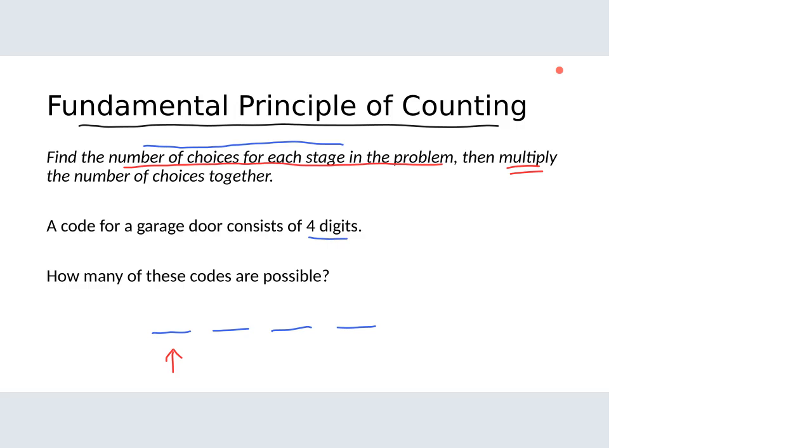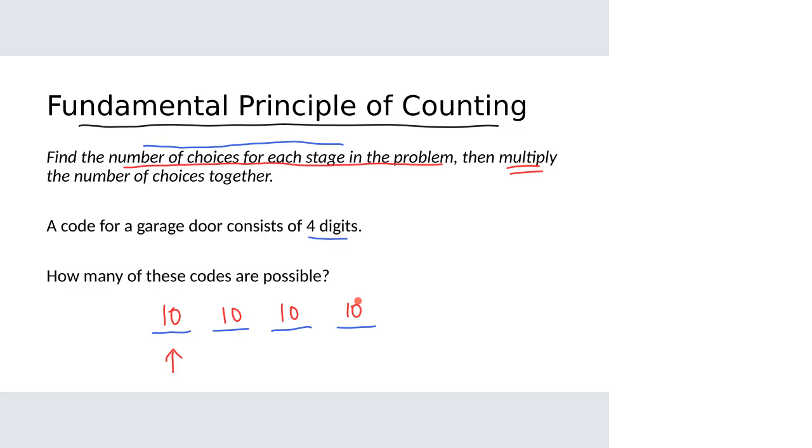Yeah, very good, Kevin. A lot of times students will say 9 because they're thinking 1 through 9, but don't forget about the fact that there is also a 0 that's possible. So Kevin's exactly right. There are 10 possible digits for that first space. Well, there are also going to be 10 possibilities for the next one, 10 possibilities for the next one, and 10 possibilities for the next one.